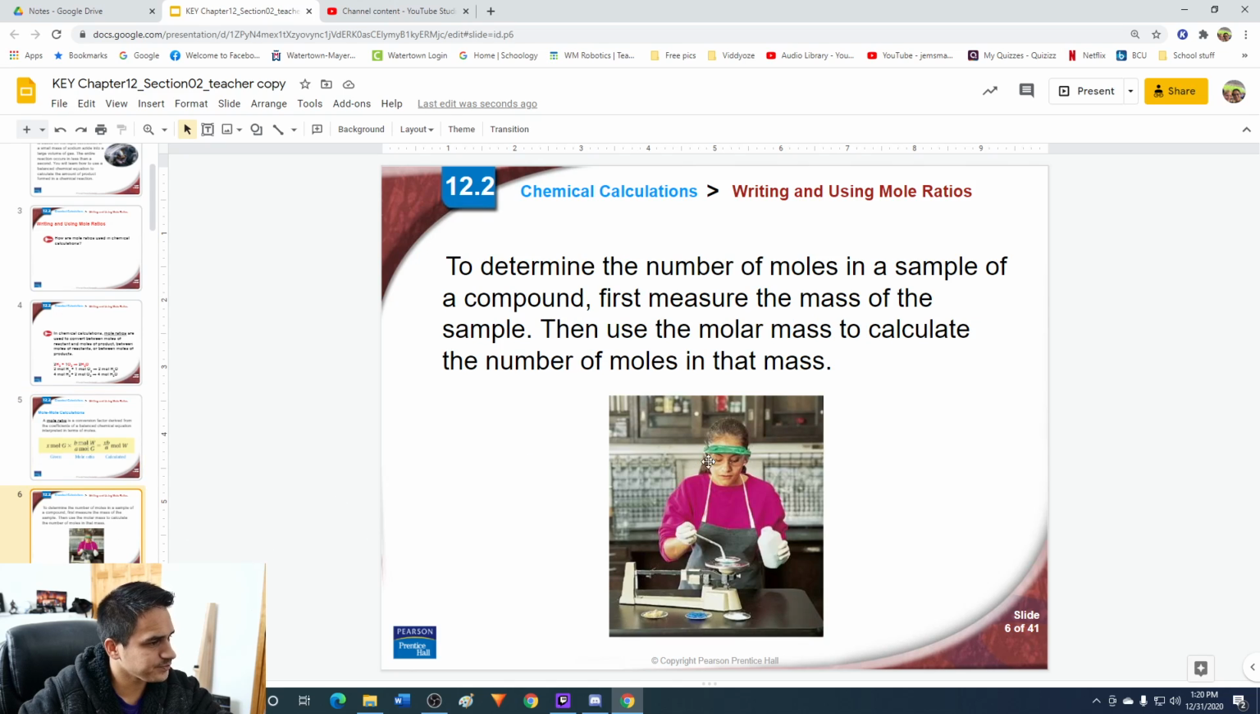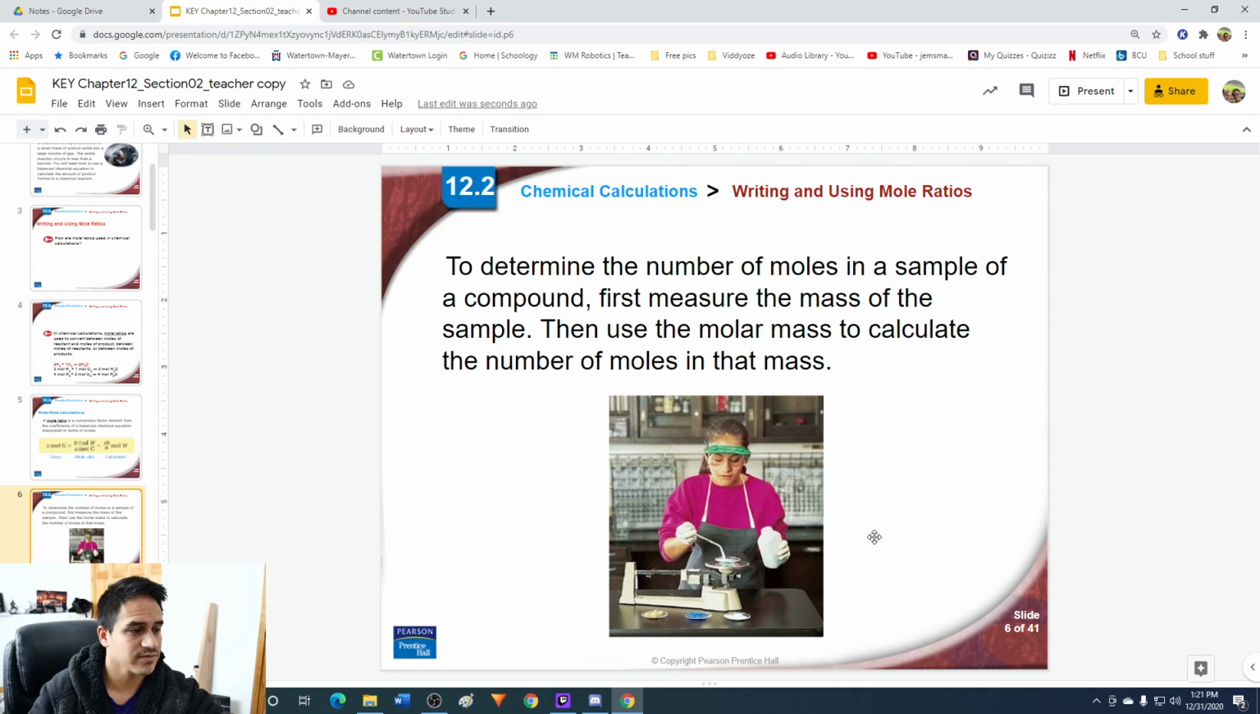So, all right, to determine the number of moles in a sample of a compound, most of the time, first we have to measure the mass of the sample. Then we have to use the molar mass to calculate the number of moles in that mass. Again, this is basically saying that in the laboratory, we often don't measure moles of material. We don't have any equipment or tools that will measure moles. We have scales or balances, and those measure mass, right?